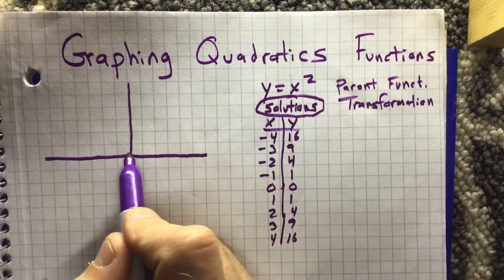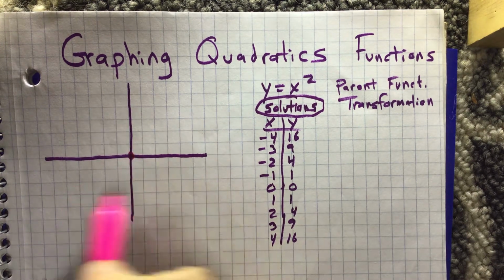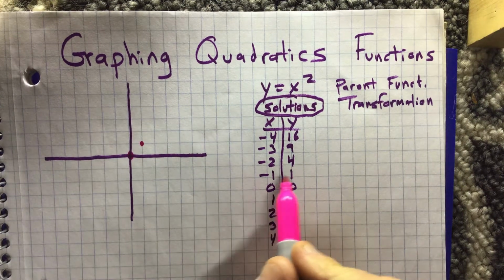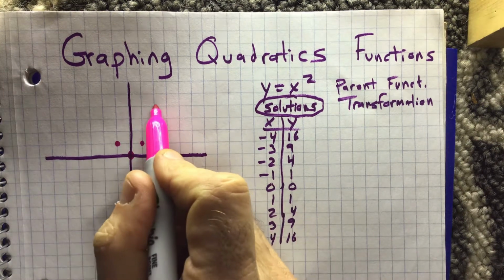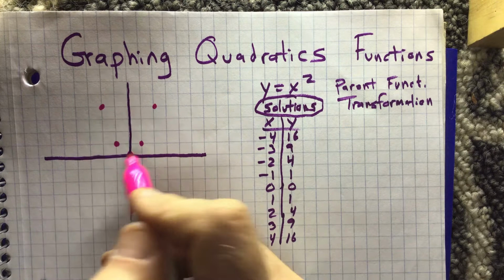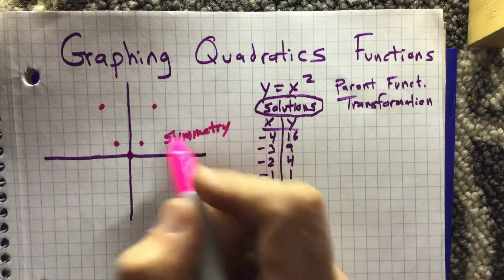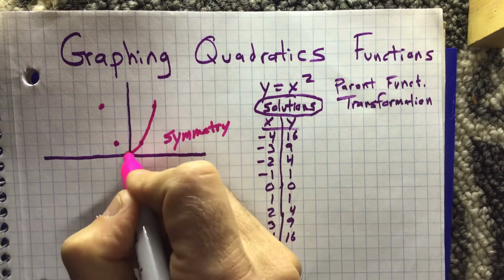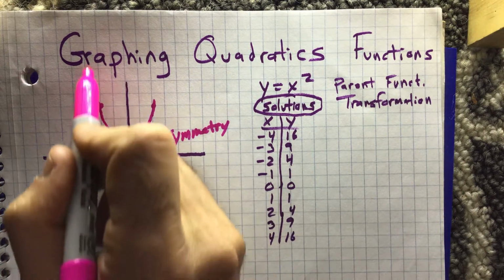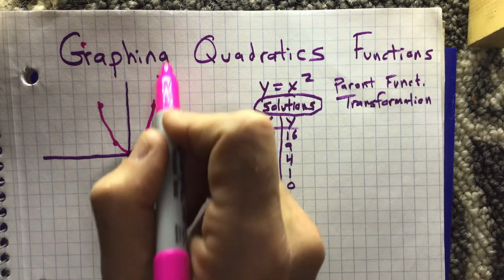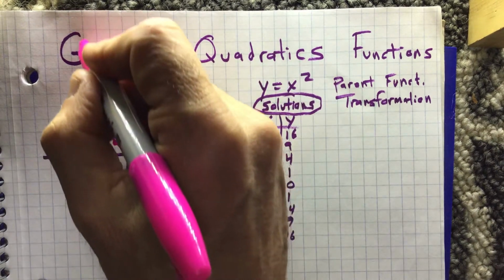So we graph them. 0, 0 is here. 1, 1 is here, and -1, 1 is here. 2, 4 is here, and -2, 4 is here. So this thing has what we call symmetry, meaning that this side looks exactly like this side. If I plugged in -3, I'd get 9, which is somewhere up here, and +3 is 9. So it just has a mirror image on each side, and it goes on forever like this.